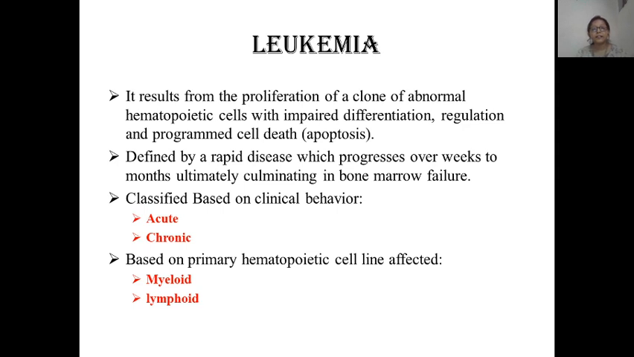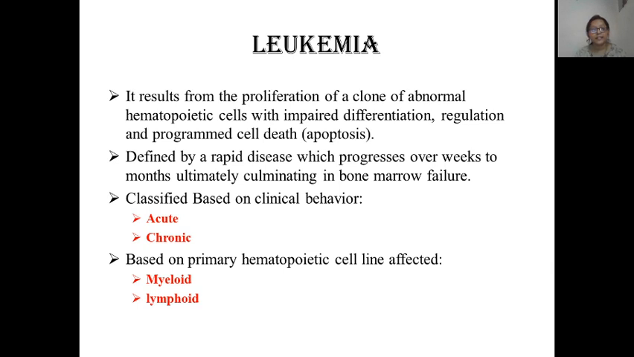It is defined by a rapid disease which progresses over weeks to months and ultimately culminates in bone marrow failure. It is also known as a cancer of the blood forming tissues, and it is classified into two based on two things: clinical behavior, acute and chronic, and the second is based on the primary hematopoietic cell line affected, myeloid or lymphoid.